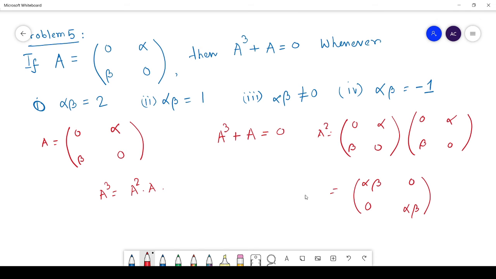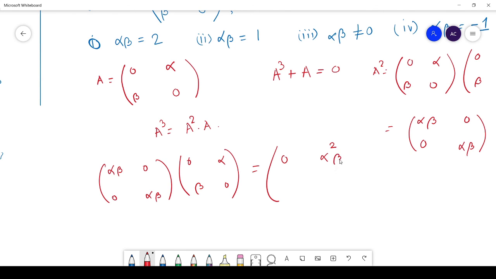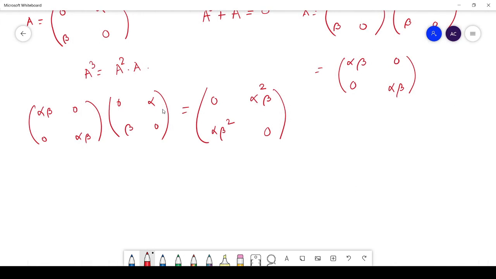Okay, if we calculate A cube, so A square into A will be alpha beta 0 0 alpha beta times A, which is 0 alpha beta 0. It is going to be 0, okay, 0. Here we are getting alpha square beta, alpha beta square, and 0. Okay, this is our A cube, and if we add A with this, we will be getting 0, alpha square beta, alpha beta square, 0.